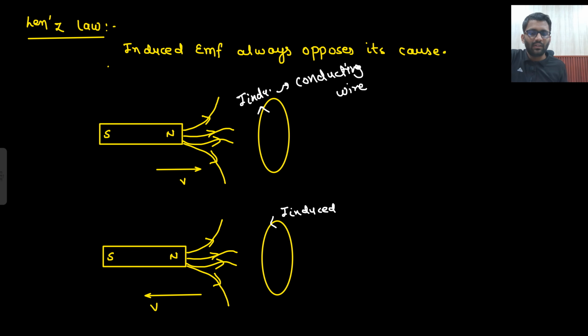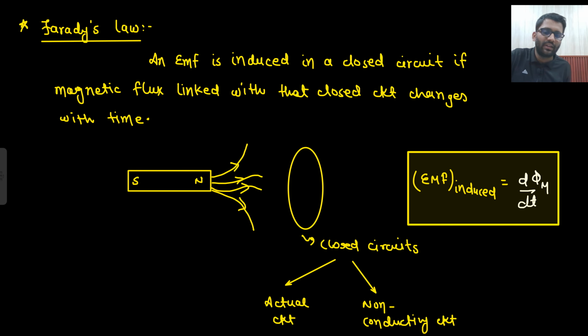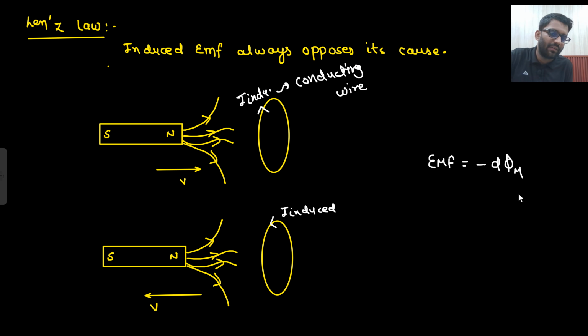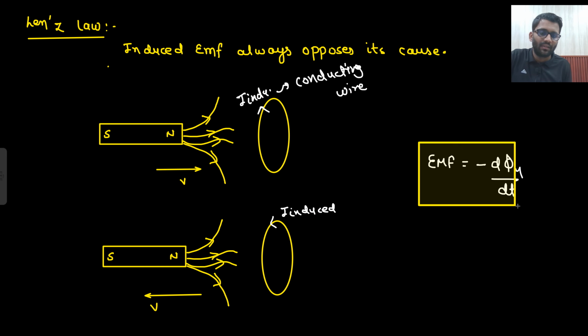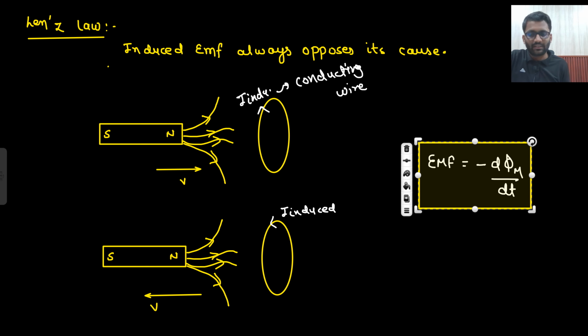Is that clear to you? Okay. So it is always opposing the flow. So that's why we write EMF equals to, with a slight modification. Negative sign will come here. So minus d phi m by dt. Why this negative sign? Because it is opposing its cause. So EMF will oppose its cause. So that's why we will put a negative sign.